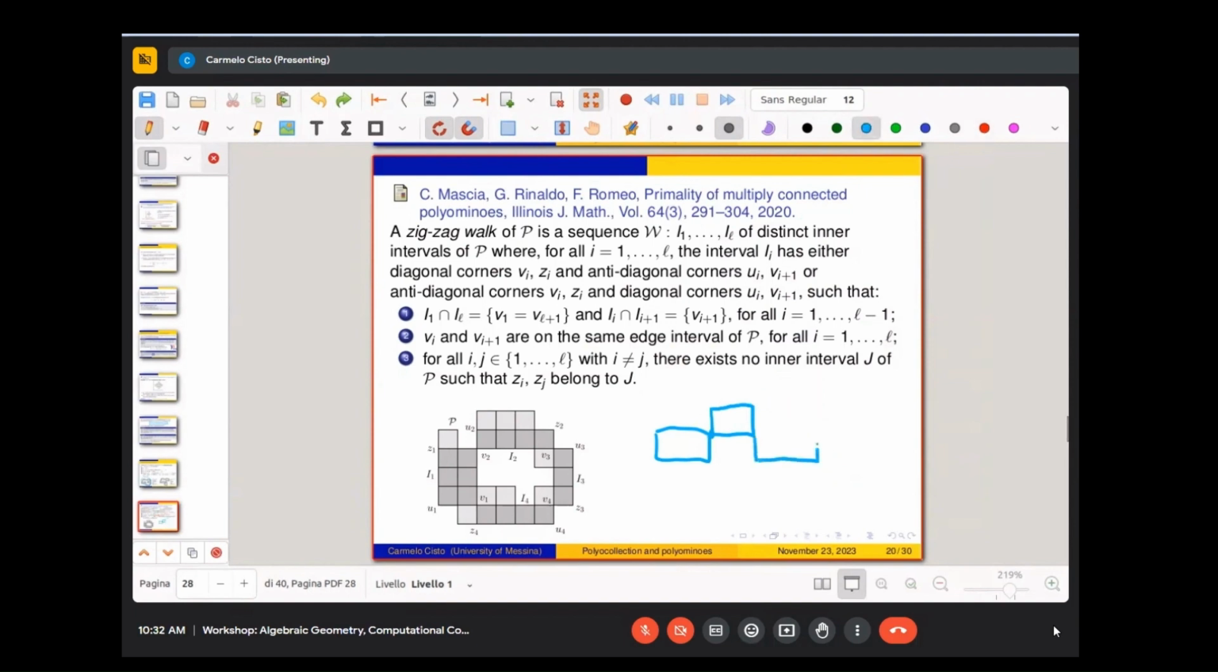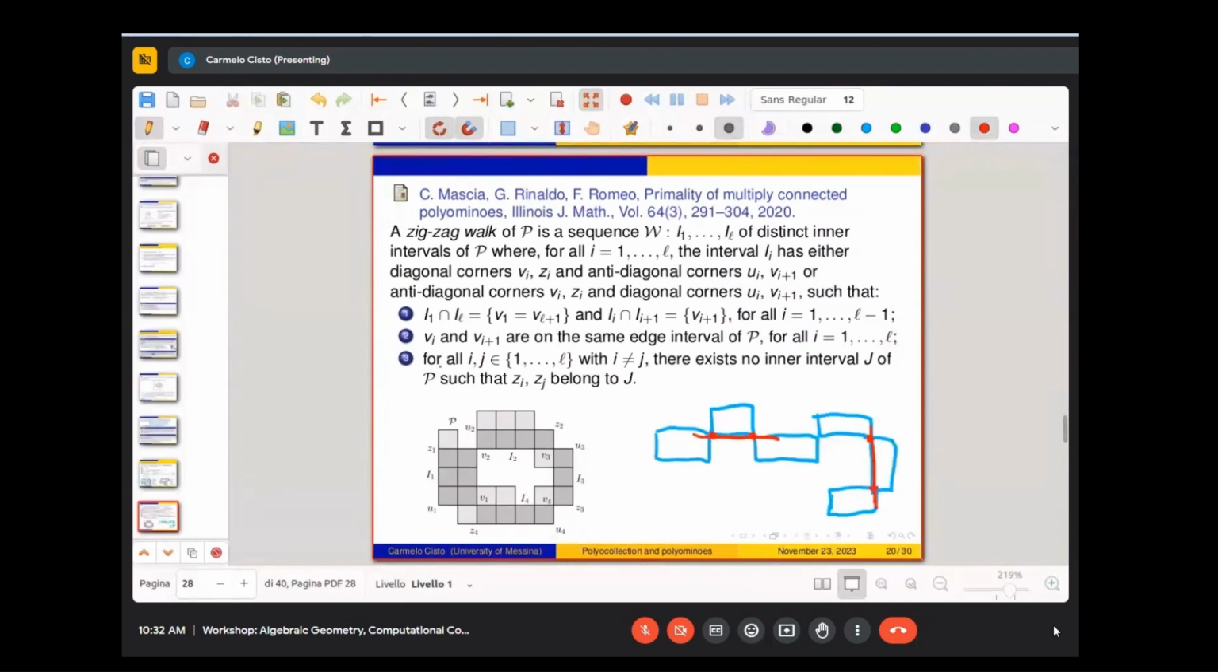So something in this way. For instance, here. Because in this way, any two consecutive vertices in the intersection belong to the same horizontal or the same vertical. So in this way.